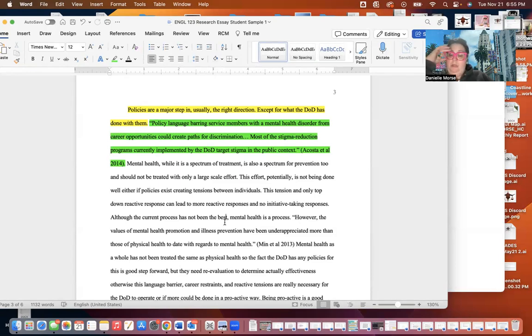This effort potentially, they really like that word potentially, is not being done well. I like that they're getting a little bit more aggressive. It's not being done well. Okay, well, be more specific about what's not being done well. I like that you're now getting into criticizing something, because that's where we can find the argument, right?